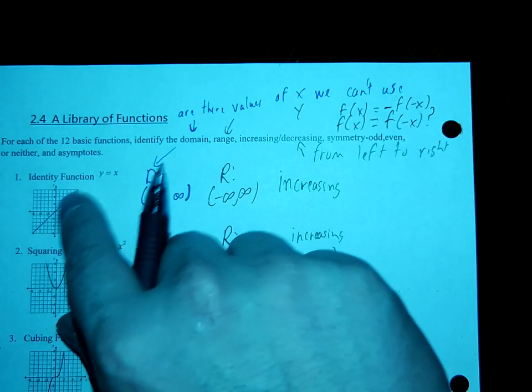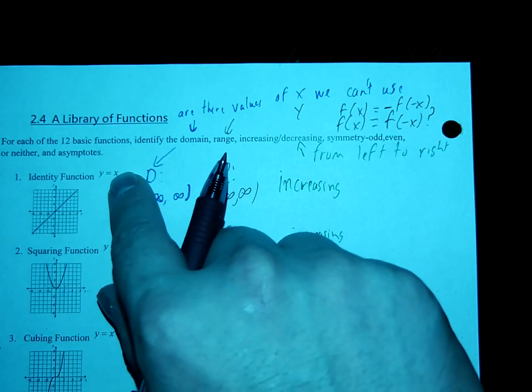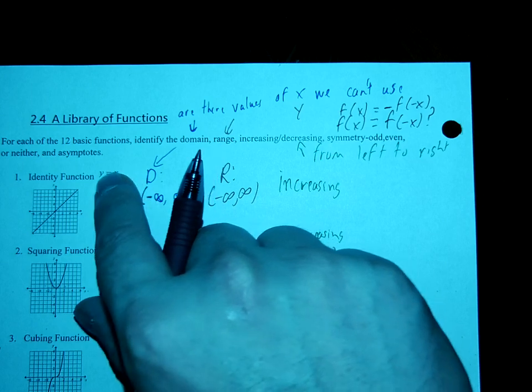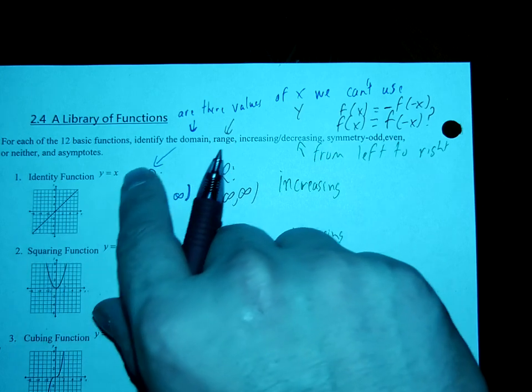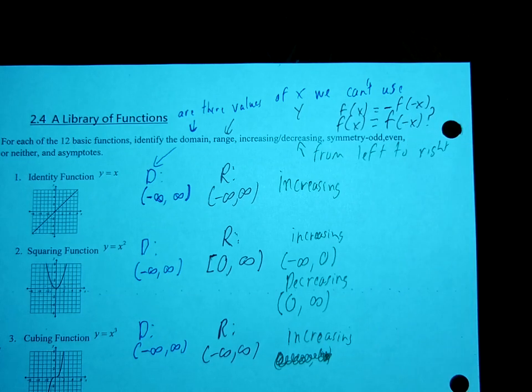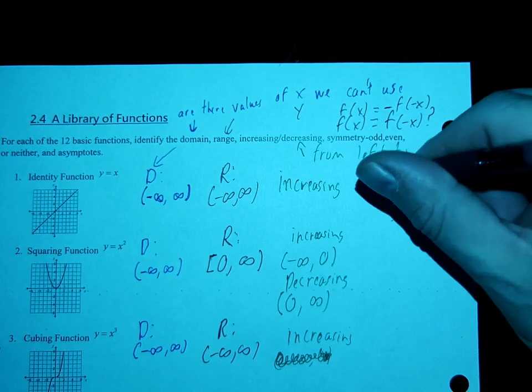So this one's going to be odd because if you put a negative x in for x, all it does is change that into a negative x. So f of x is equal to the opposite of f of negative x. So that's an odd function. Odd.